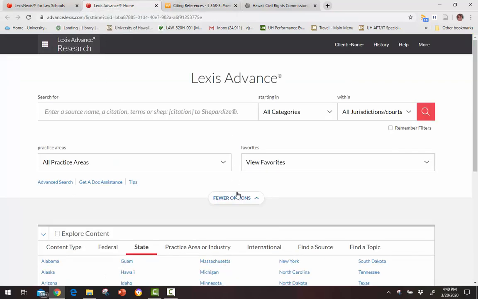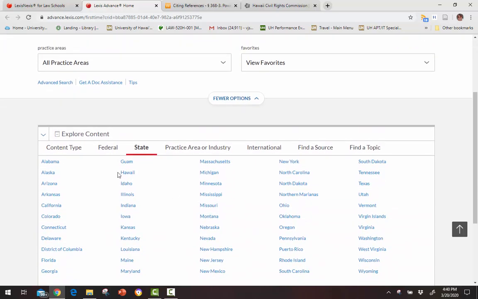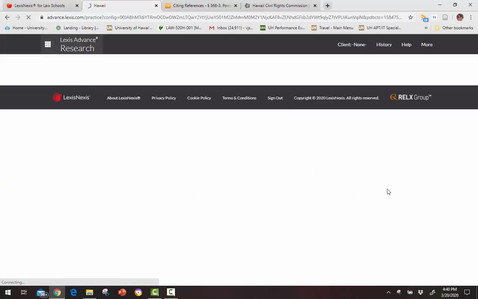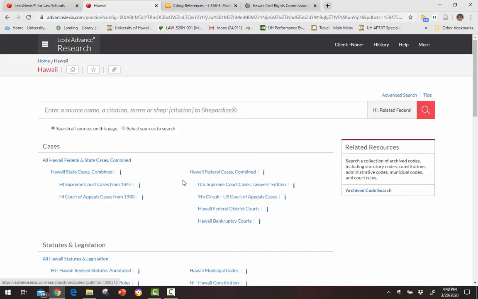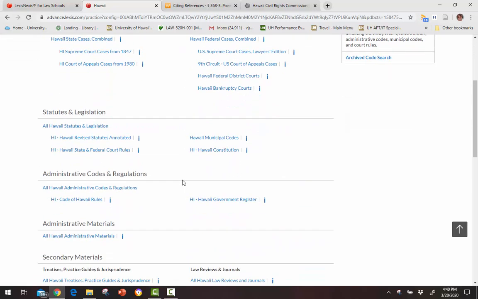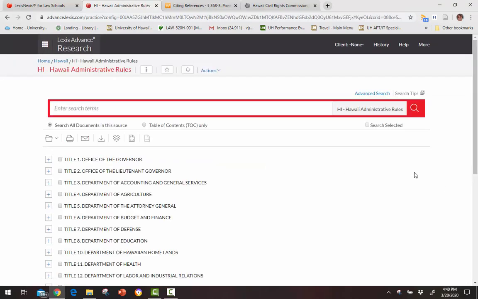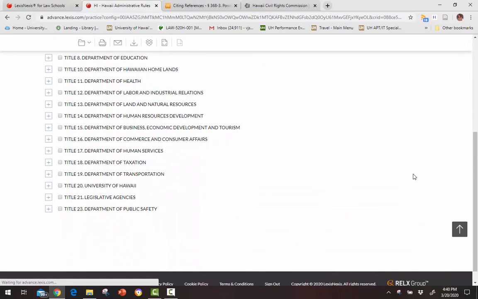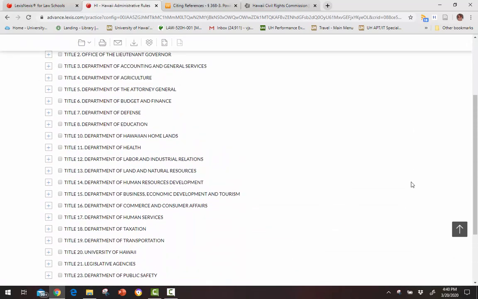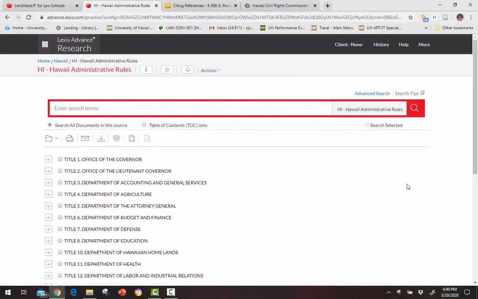You can do this on Westlaw as well, filter down to Hawaii and go to the administrative material. So here, we're going to go to the Code of Hawaii Rules, right? And just to show you what it looks like. So here you see all of the titles. There are 23 titles in the Hawaii Administrative Rules, and you can search them here.